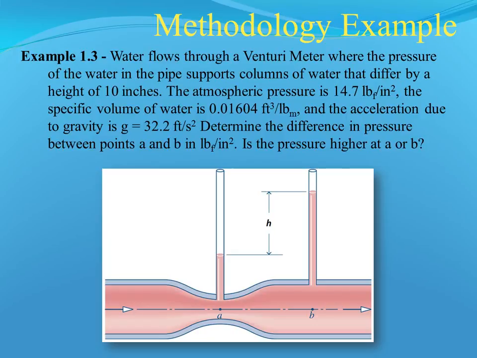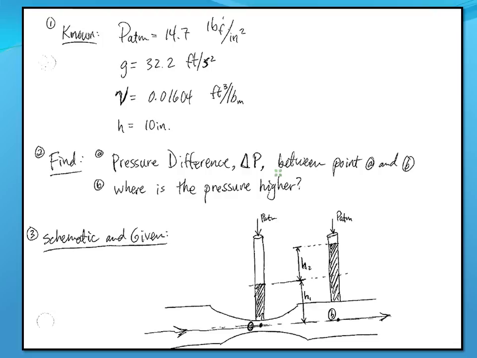Okay, so let's take a look at the solution for example 1.3, the Venturi meter, where we have two different columns at two different locations in the Venturi meter, and these columns represent the pressure at each location. You'll notice that the column for A is lower than the column for B, and that gives us some information on the pressure of A versus pressure of B. We'll talk about that more in the solutions here.